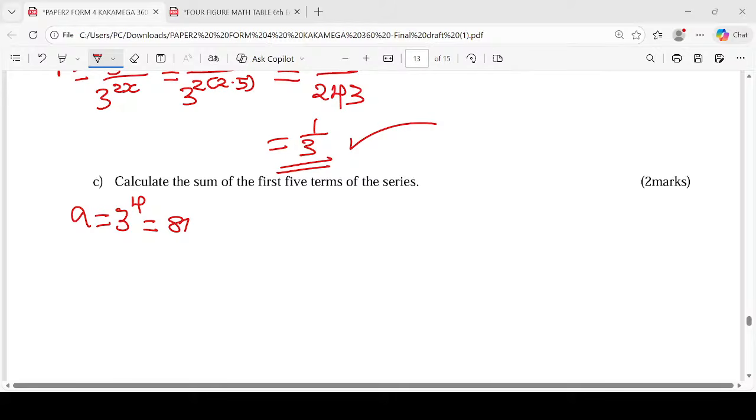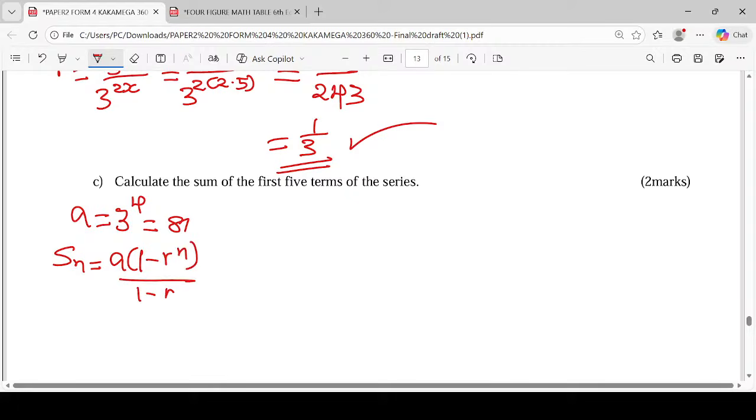So because our r is less than 1, the sum of n terms will be given by a into 1 minus r power n over 1 minus r. So this means we are going to have 81 into 1 minus r, which is a third, power n, 5 terms, all over 1 minus a third.